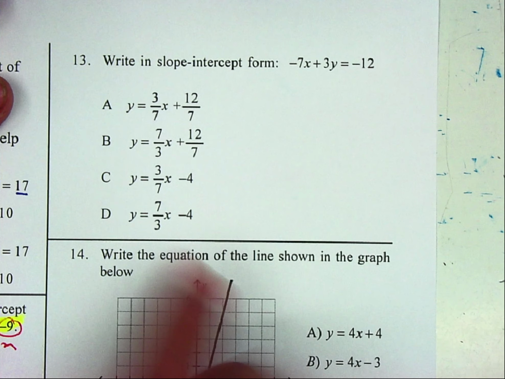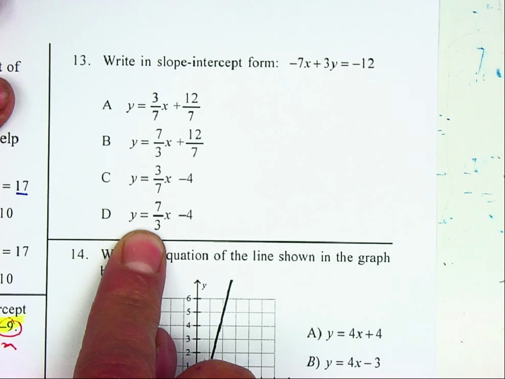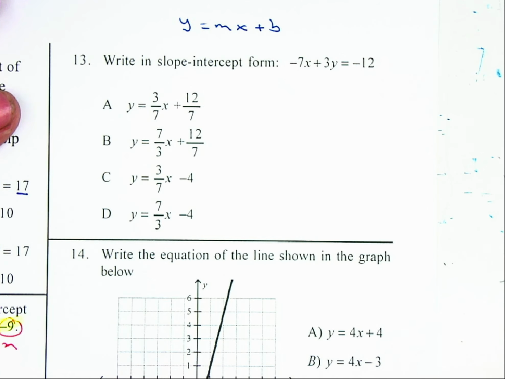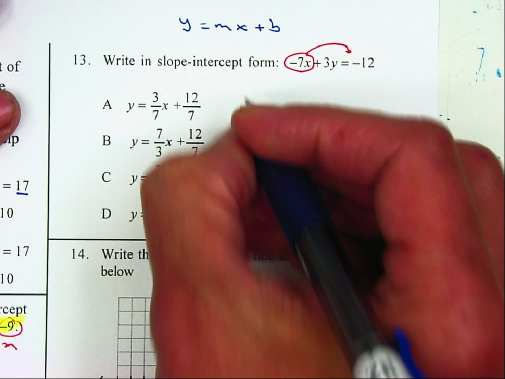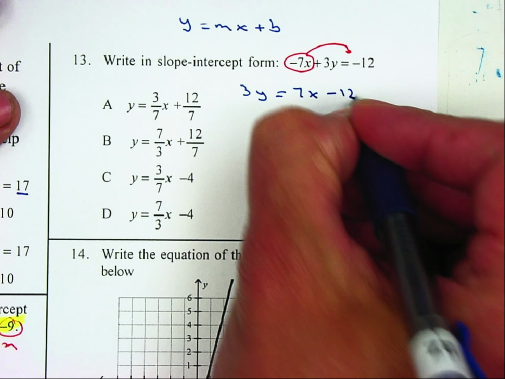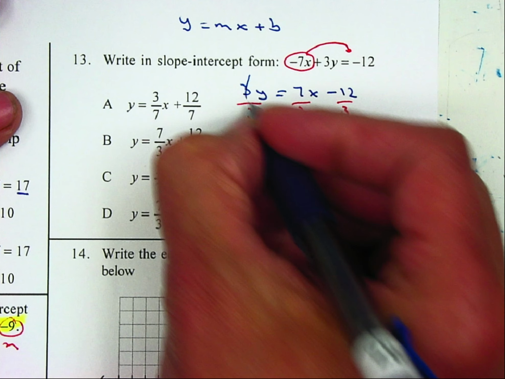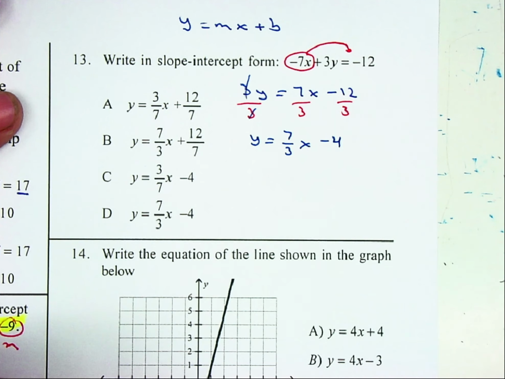Number 13, write in slope-intercept form. So notice, sometimes you need to guide yourself through the answers to know what you need to do. Slope-intercept form is whenever it's in the form of y equal to mx plus b. So therefore I just need to leave the y by itself. Move the 7x to the right, becomes a +7x. So we have 3y equal to, first make sure to write down your x first, then your number. Divide by 3, divide by 3, divide by 3. The 3's cancel, y equal to 7 over 3 x minus 4. So therefore your answer is letter D.